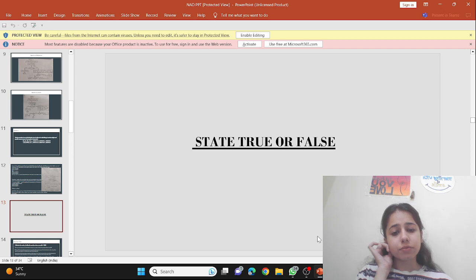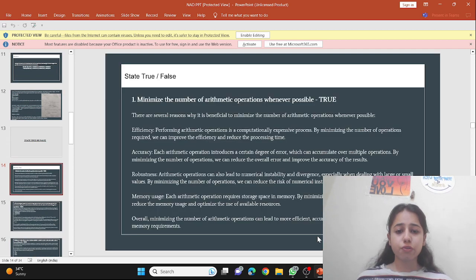Now we will begin with our straight true or false. First is: minimize the number of arithmetic operations whenever possible. We have to check if it is true or not. Yes, it is true. There are several reasons why it is beneficial to minimize the number of arithmetic operations whenever possible.